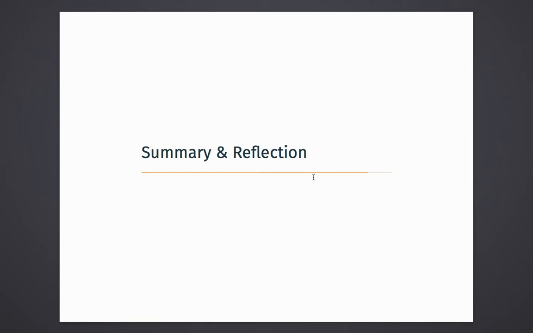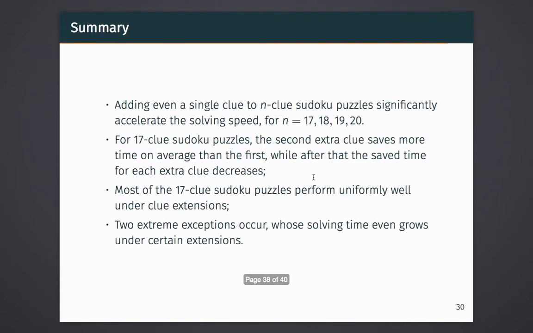Okay, so far let's go to the summary and reflection part. To summarize, first we have seen that adding even one single clue to an n-clue Sudoku puzzle will significantly accelerate the solving speed. Besides, for 70 clue Sudoku puzzles, the second extra clue turns out to save more time on average than the first, which is a strange phenomenon that we try to explain.